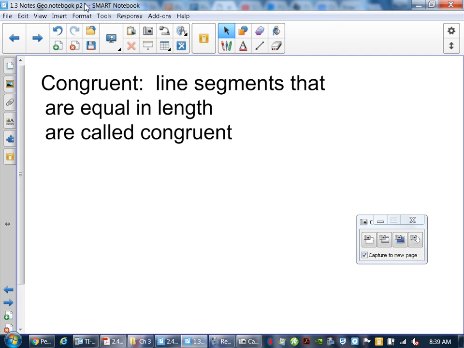Midpoints. So let's finish our notes on 1-3 here today, and we'll go on from there. All right?